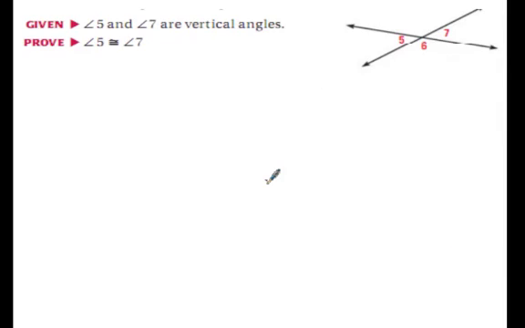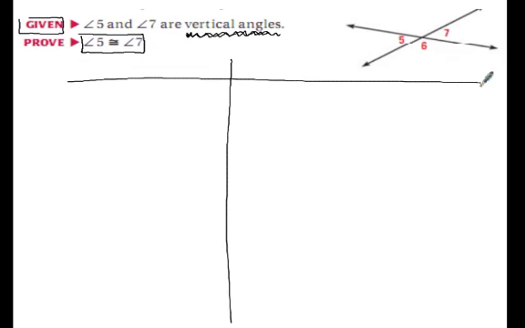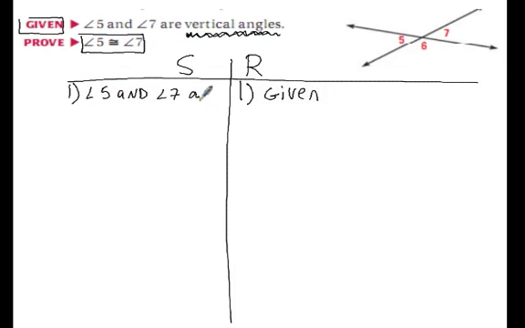Let's look at this proof about vertical angles. We've got to prove that angle 5 is congruent to angle 7 right there. So let's start out with our statements and reasons. Start out first with the given. Our given is the fact that angle 5 and angle 7 are, in fact, vertical angles. We want to prove that they're congruent.